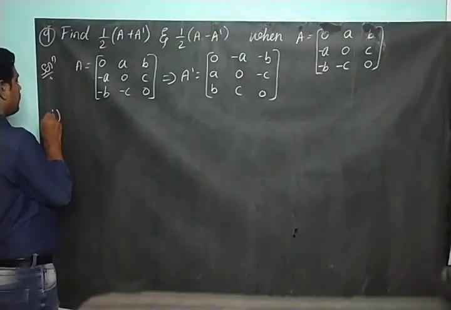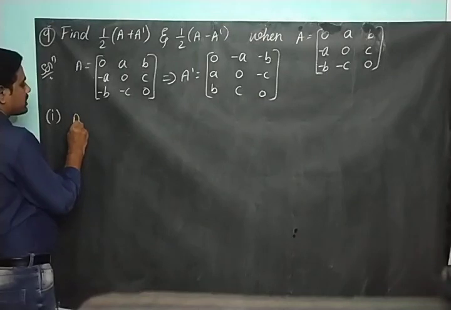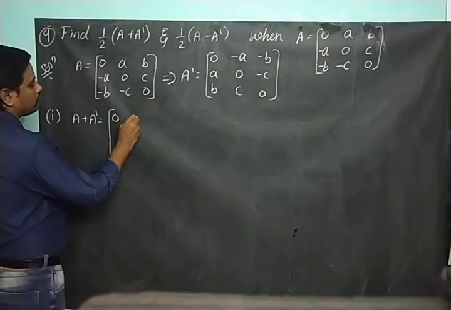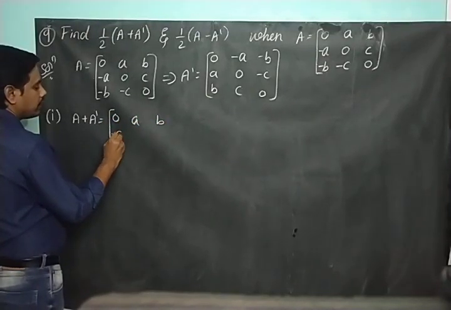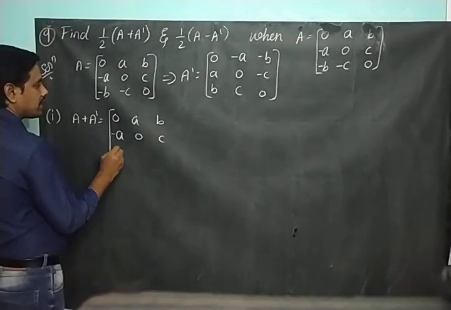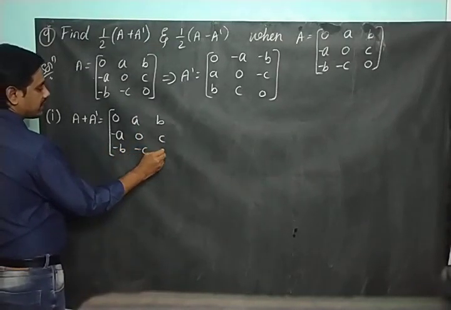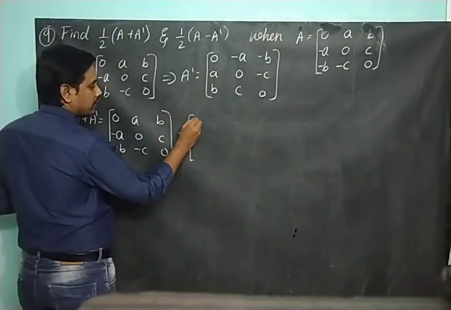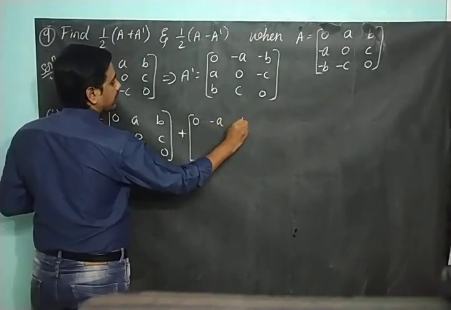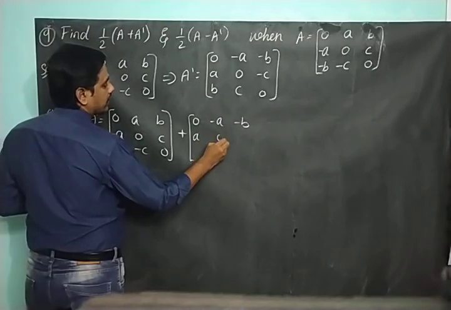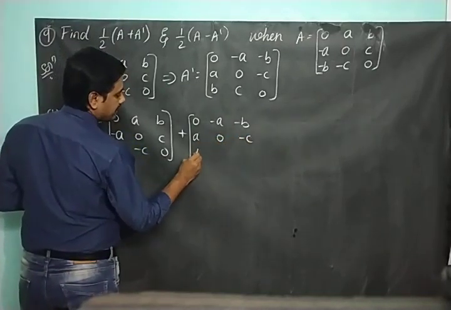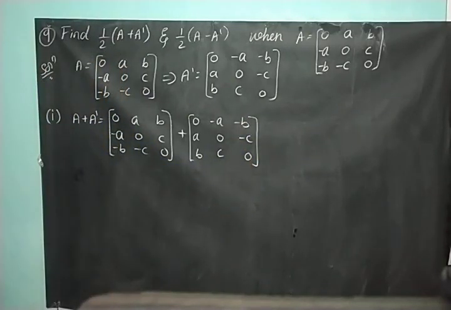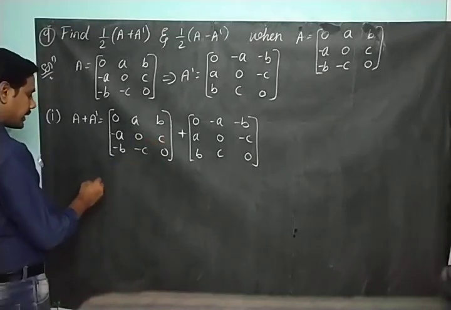So first one, what is A plus A dash? A is 0 A B, minus A 0 C, minus B minus C 0, plus what is A dash? It is 0 minus A minus B, A 0 minus C, B C 0. Right? So this is what we got for A plus A dash.